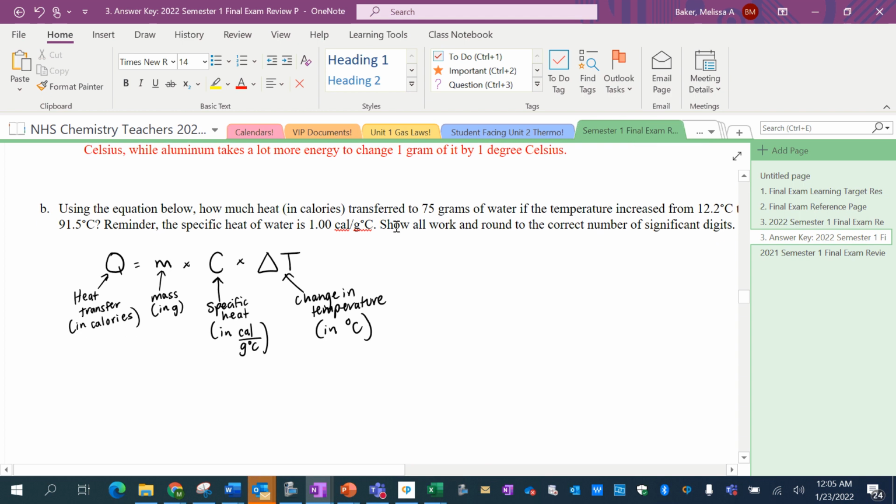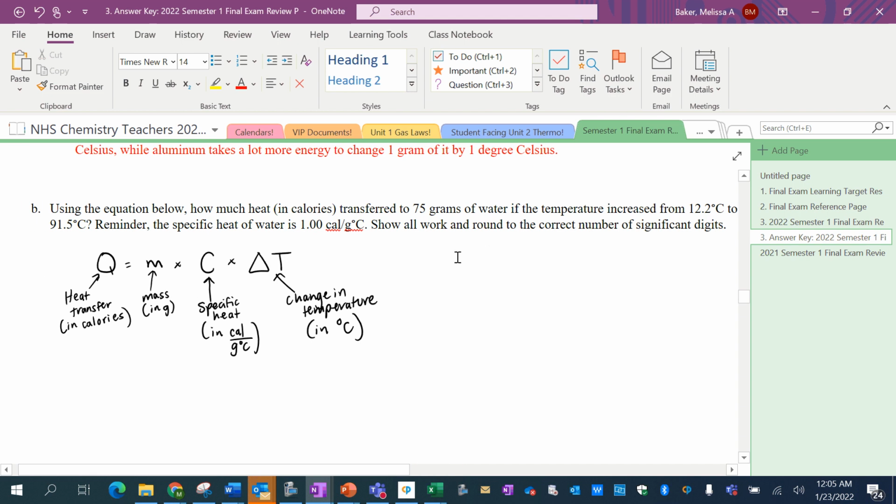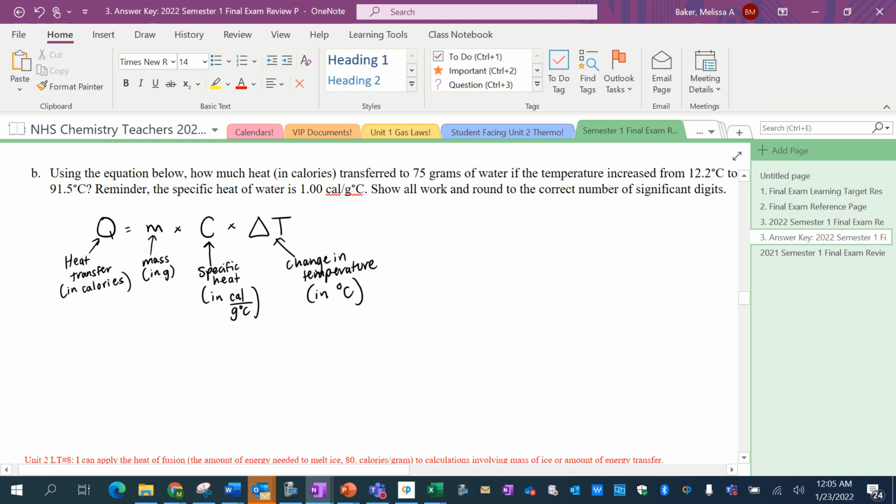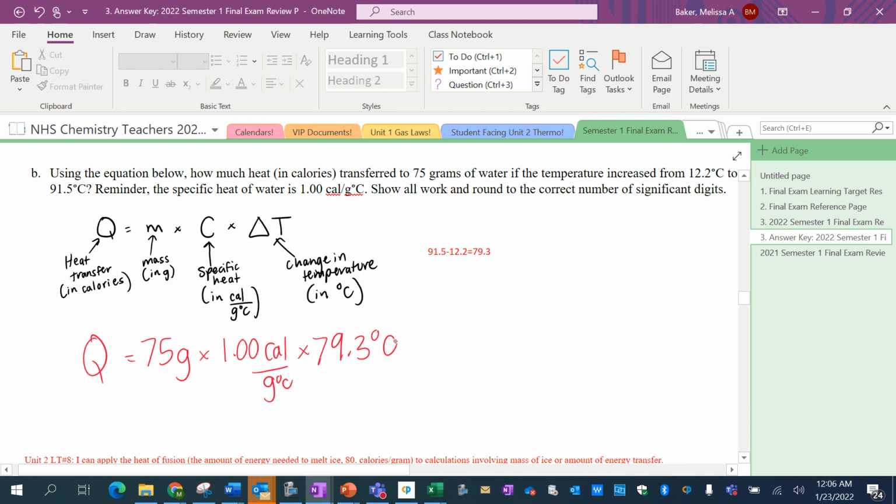Using the equation, how much heat transferred to 75 grams of water if the temperature went up from 12.2 to 91.5? Reminder, the specific heat of water is 1. Show all work and round to the correct number of significant digits. So our mass is 75 grams. Our specific heat is 1. And we need to figure out our change in temperature. It went from 12.2 up to 91.5, so I need to subtract. Change in temperature is 79.3 degrees Celsius.